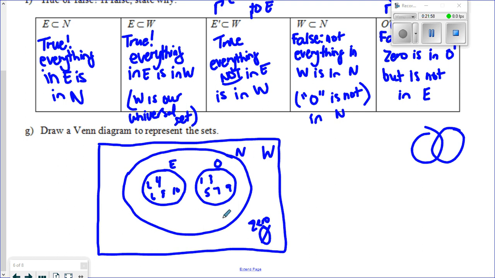In our natural numbers, all of these are part of the natural numbers because E and O are both a subset of them. So hopefully that makes sense for the Venn diagram to represent the sets. Oh my gosh, one more page, lots of jabbering.